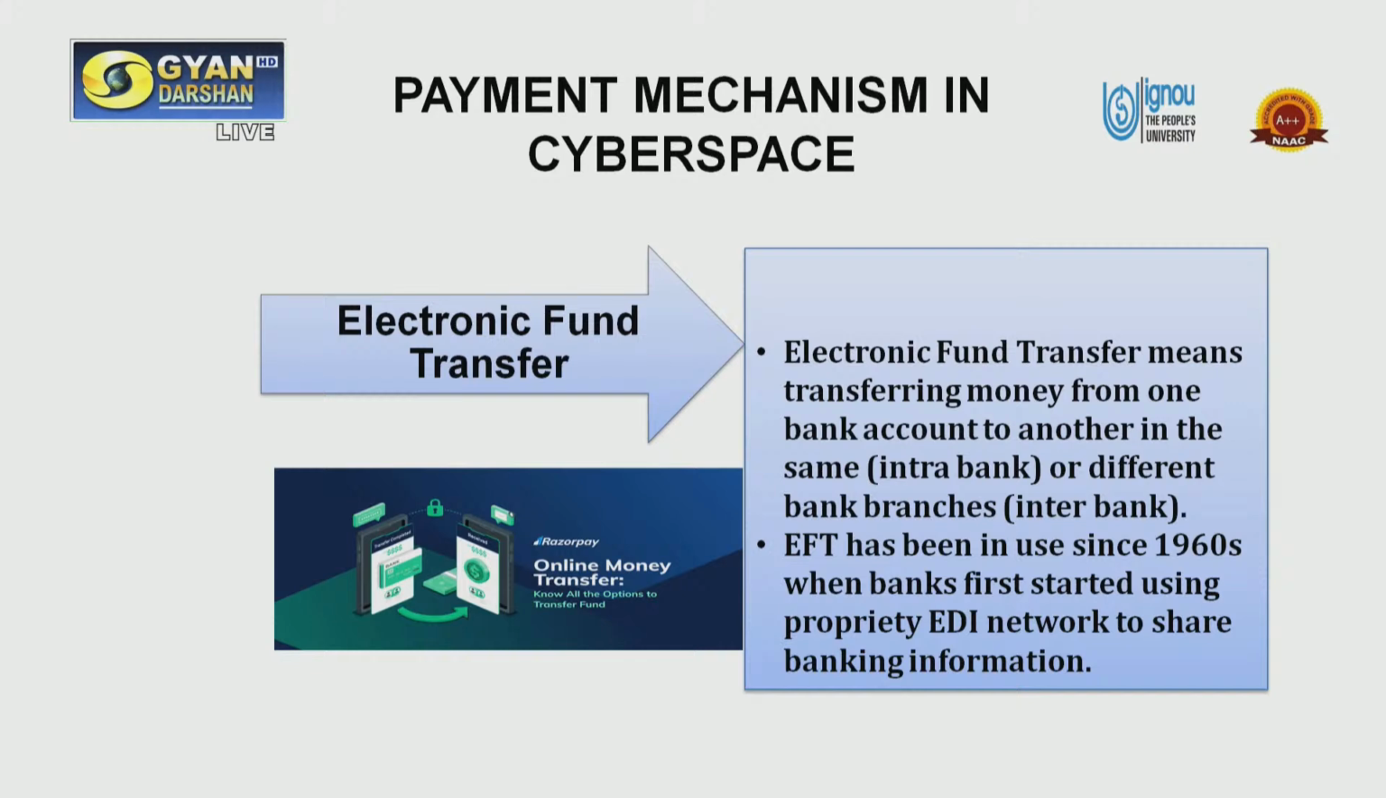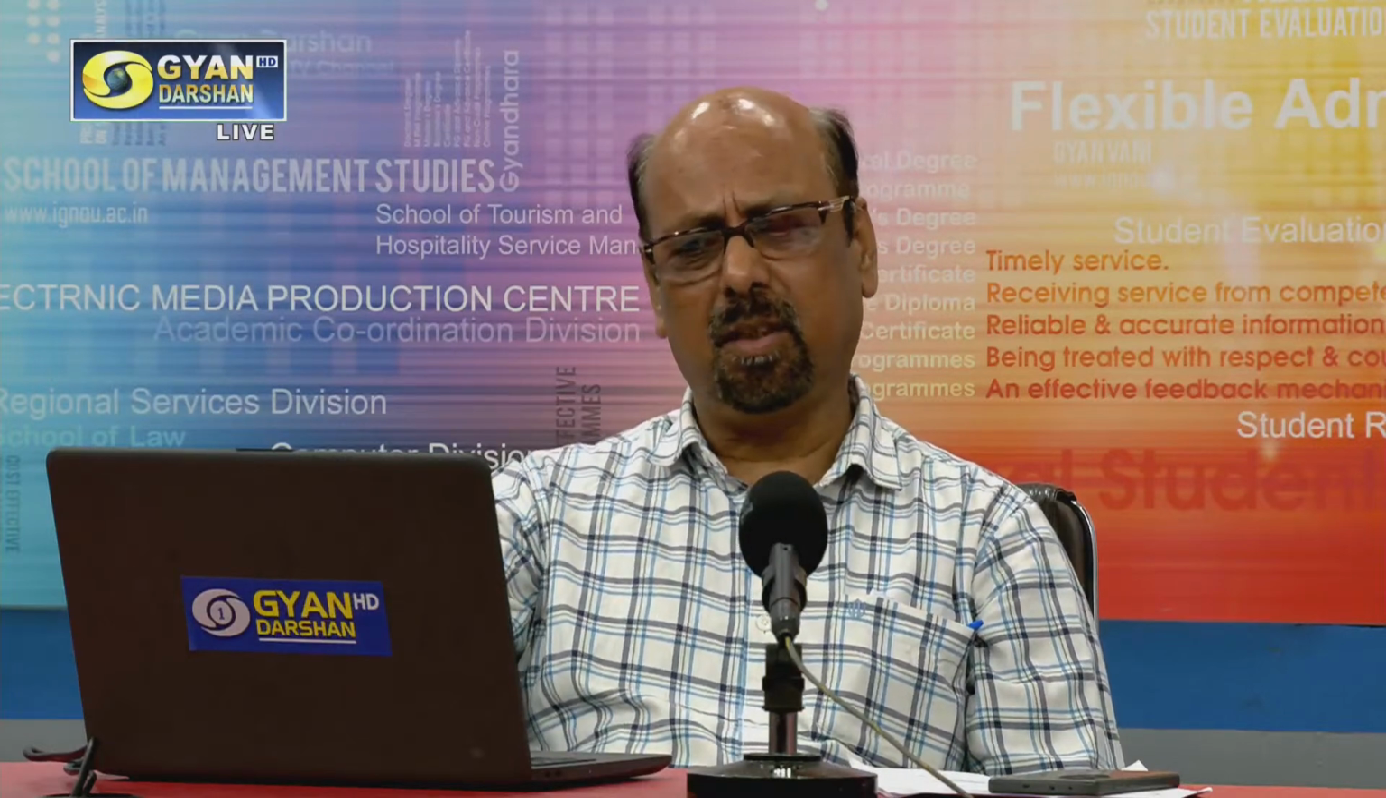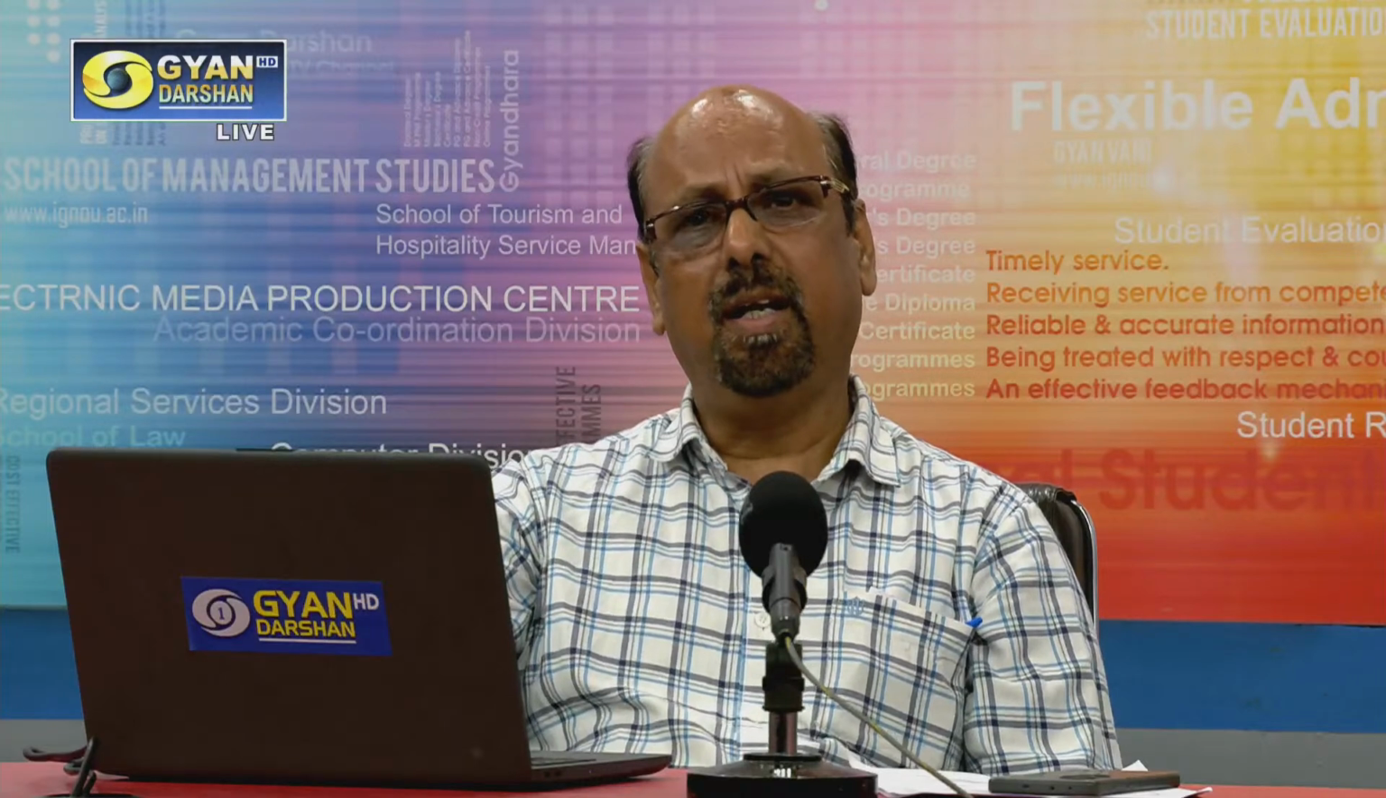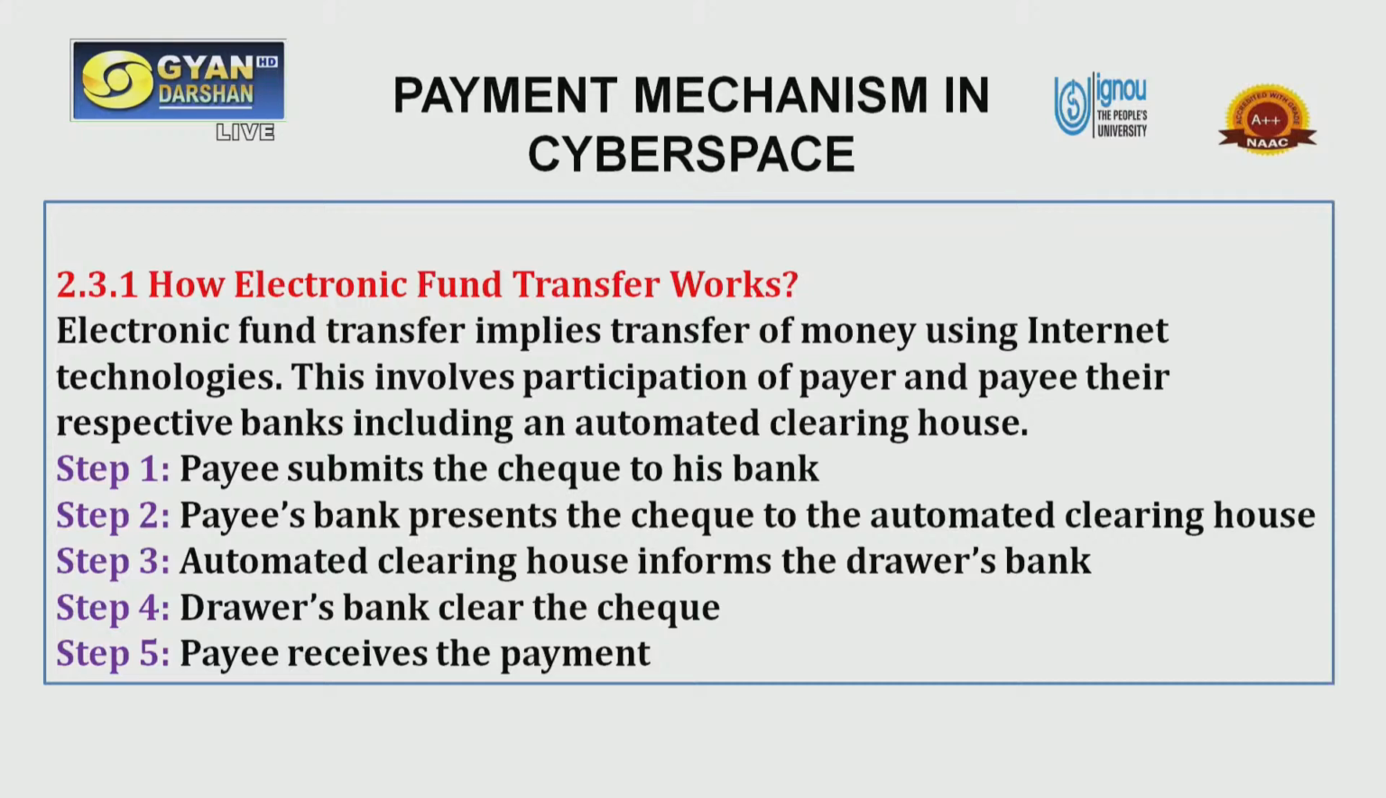Electronic fund transfer has been in use since the 1960s, when banks first started using proprietary EDI networks to share banking information. Before the internet era, banks were already using different forms of transfer of money from one bank to another bank, or one branch to another branch. These were the basic electronic fund transfer issues, explained with an illustration in this unit. But how does it function?